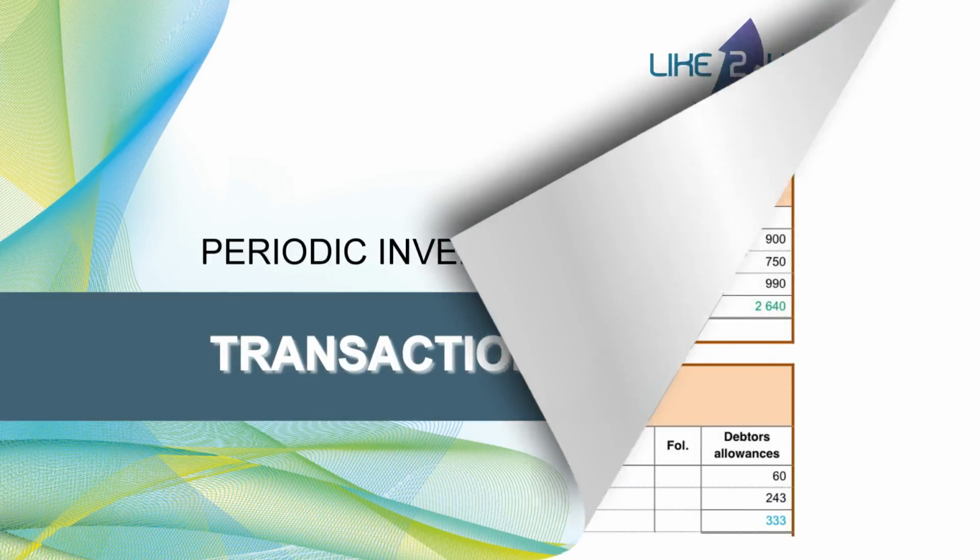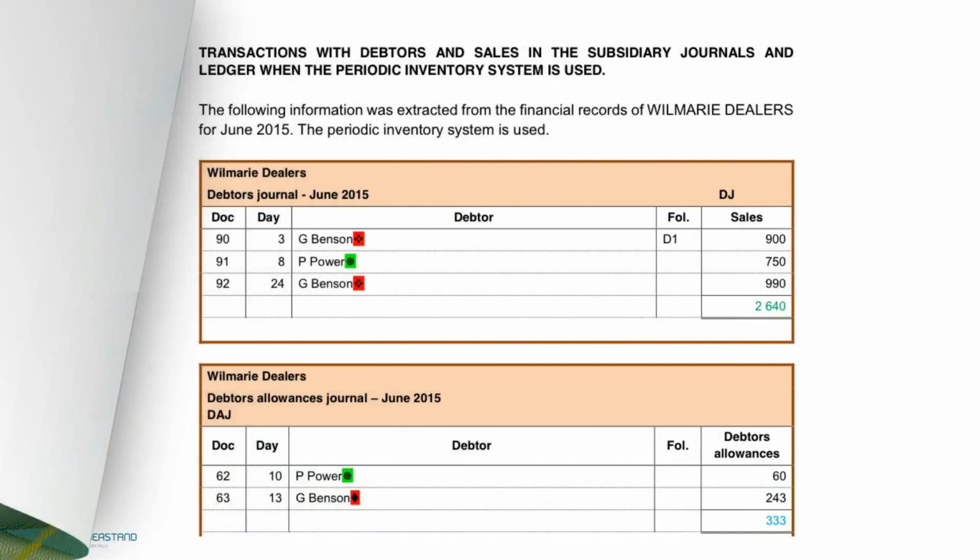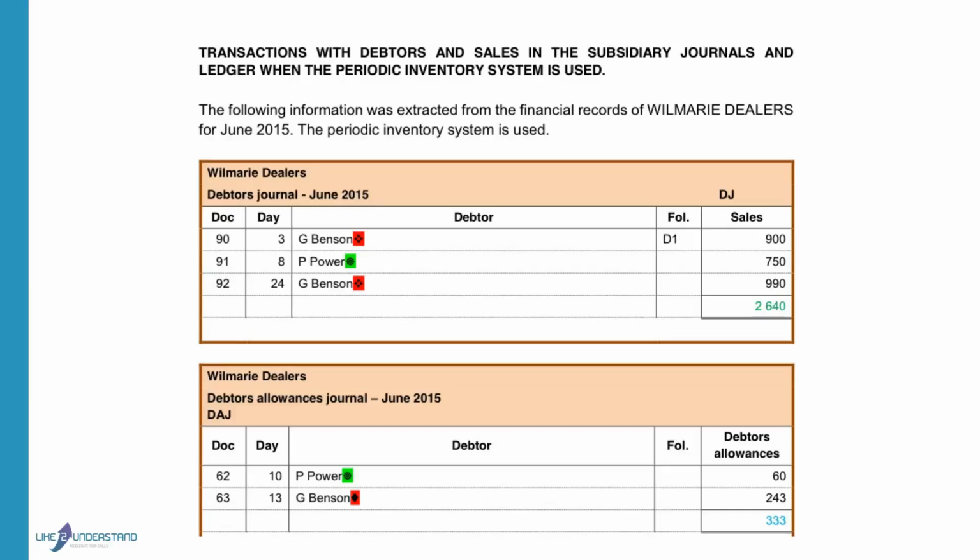Good morning. We will pay attention to transactions with debtors and when goods are sold in the subsidiary journals and ledger when the periodic inventory system is used. In the debtors journal, we will only have one sales column and we will not have a cost of sales column because we don't use a cost of sales in the periodic system.